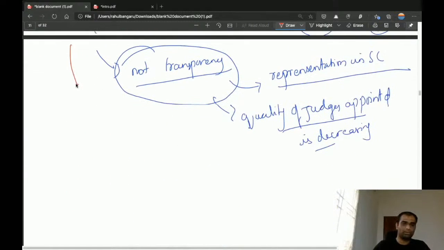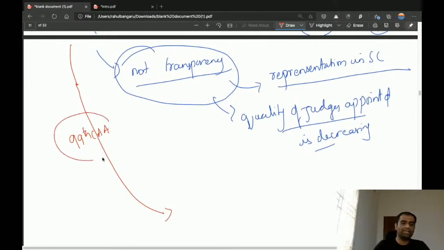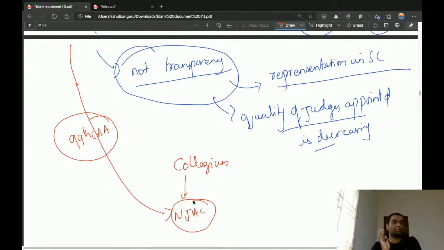So to solve this problem, the central government, via the 99th Constitution Amendment Act, replaced the collegium with a new body called the National Judicial Appointments Commission. According to this 99th Constitution Amendment Act, the collegium is replaced by a body called the National Judicial Appointments Commission. Now this National Judicial Appointments Commission will be a constitutional body.